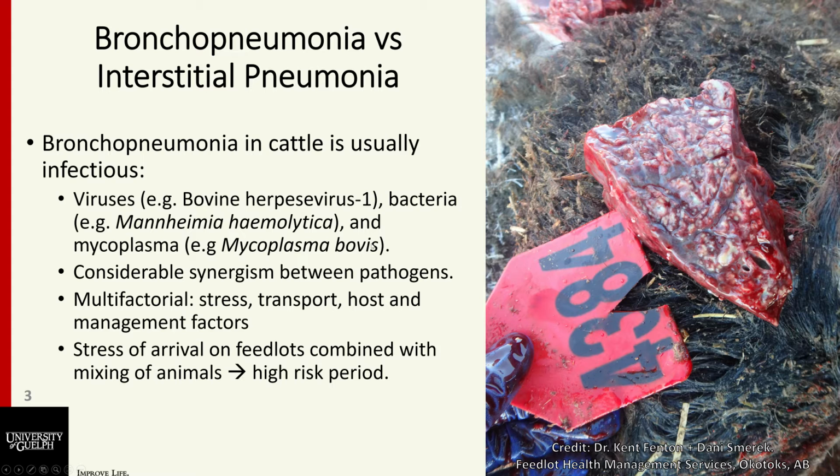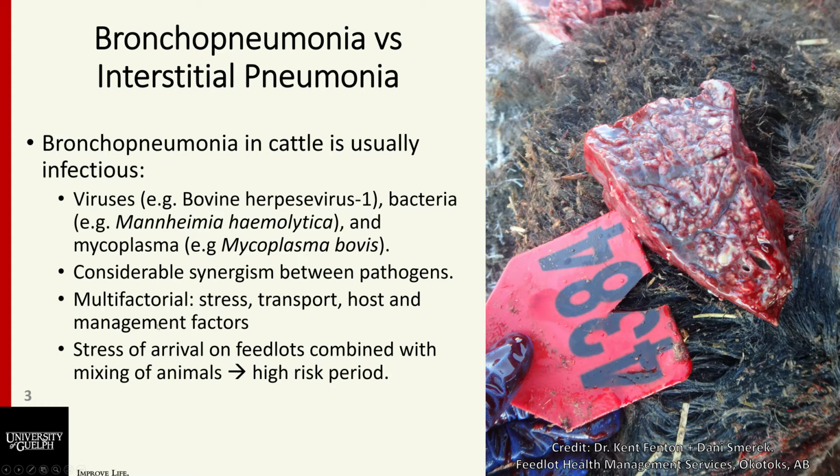So what do the two different forms of pneumonia that we see in BIP actually mean? Breaking them down into the constituent parts, bronchopneumonia is usually infectious in origin in cattle, and it can be caused by a wide variety of different viral, bacterial, and mycoplasmal agents. There's often considerable synergism between these pathogens, with a primary viral infection then predisposing to a secondary bacterial infection.